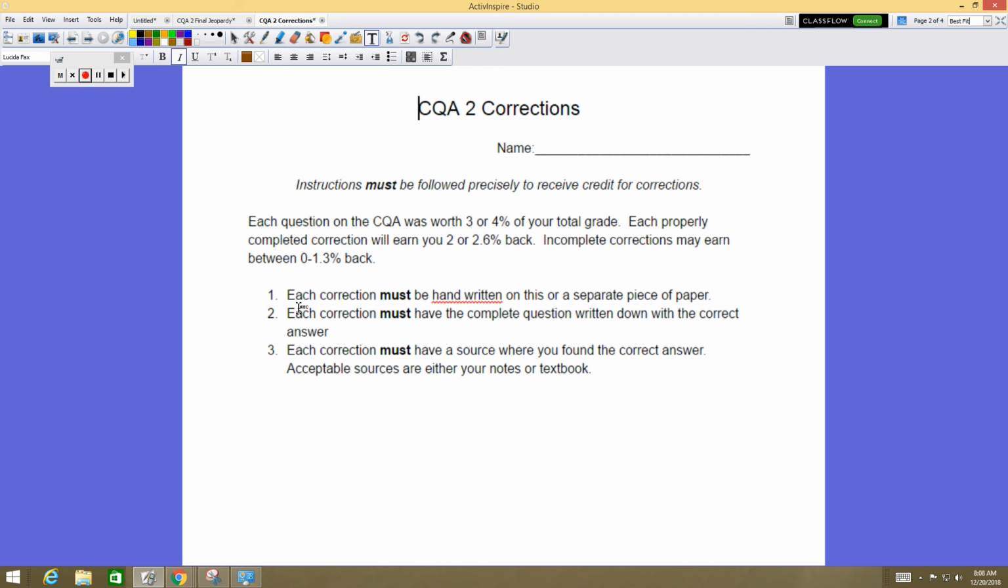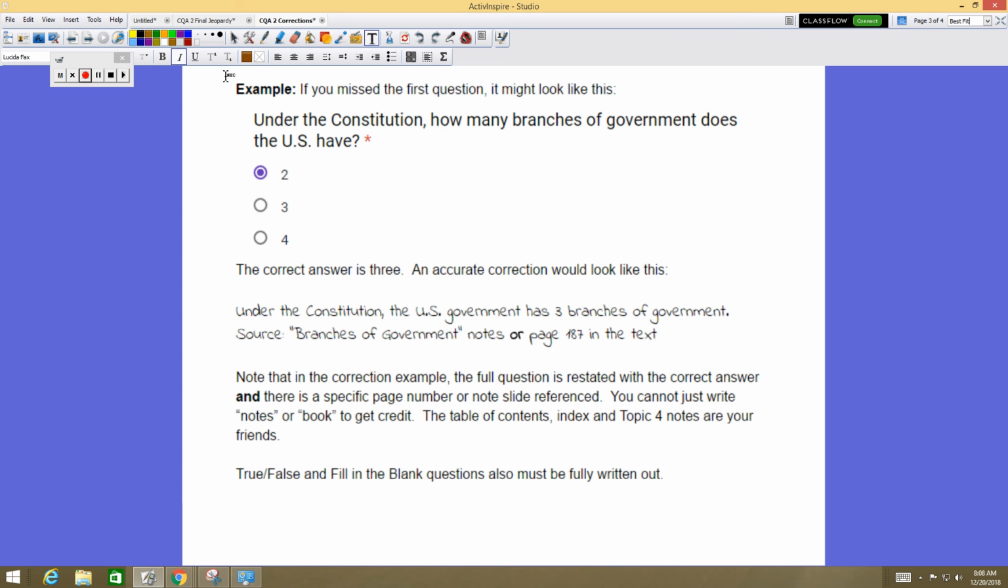And then 3, each correction must have a source where you found the correct answer. It is not enough to just know that, well, if it wasn't answer D, it's answer B, and I'm going to write that down and magically get points. Now, you have to dig back into the content and hunt for the right answer and prove to me that you found it. You can use your notes or textbook for that, and I'll show you what I mean in a moment. So let's look at an example.